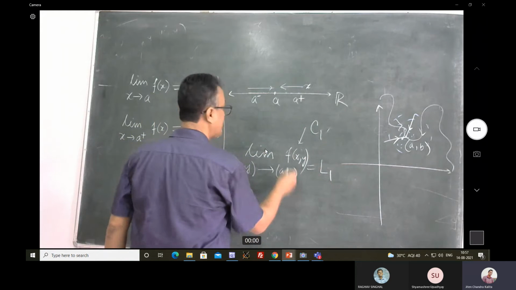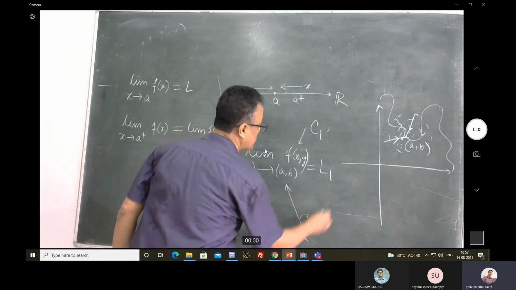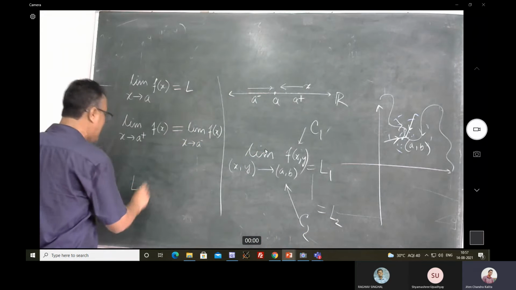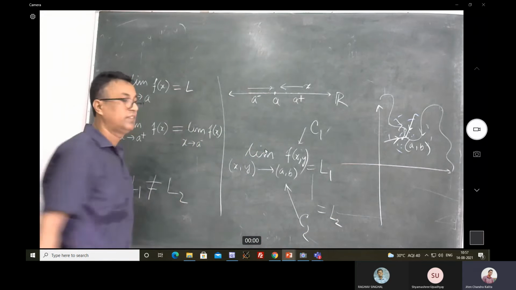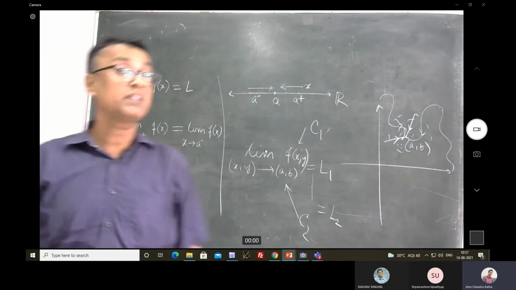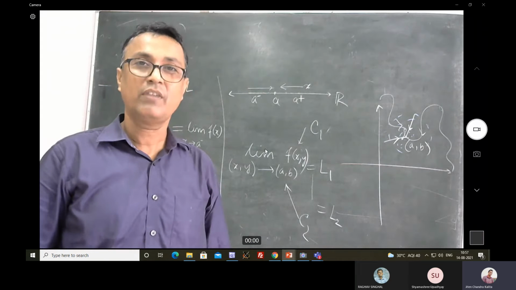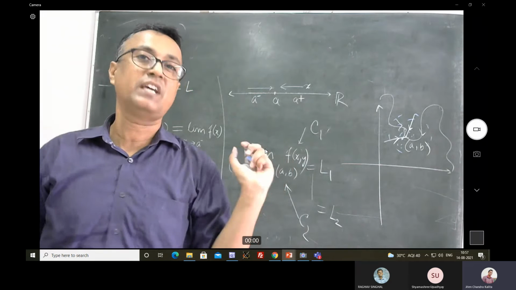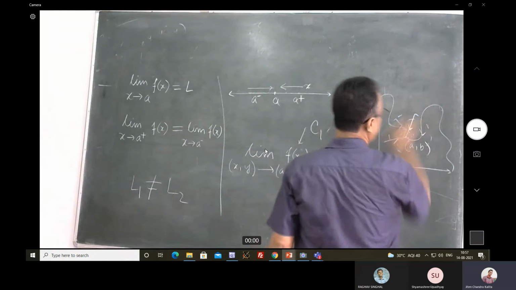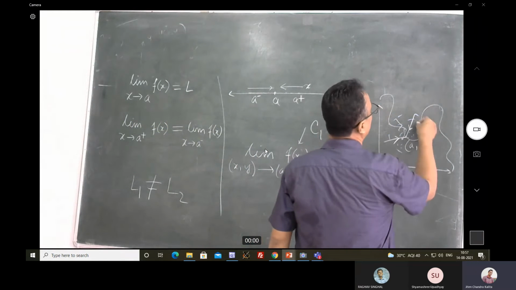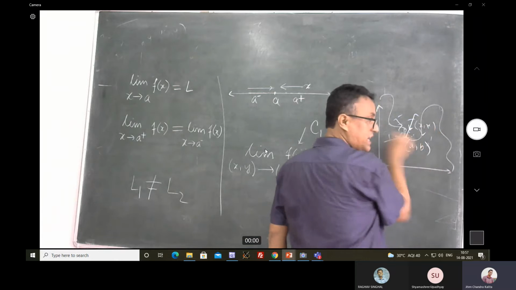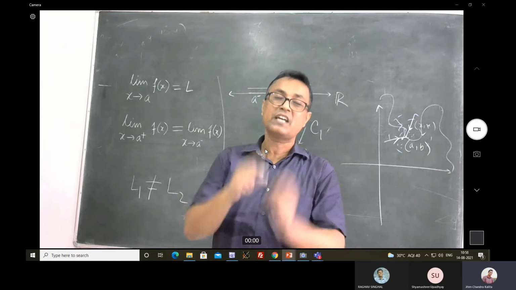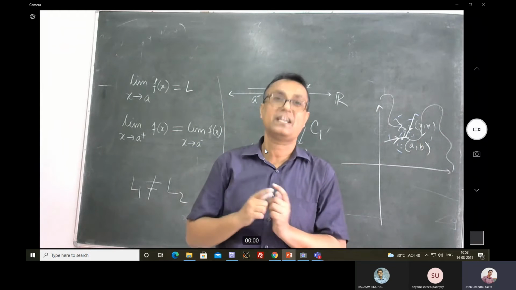And similarly, if along C2 the limit is say L2, and if L1 is not equal to L2, then we will definitely say that the limit doesn't exist. Is it okay? Fine. Here, the independence of the paths must be maintained. So whatever paths you take for the variable point (x,y) approaching (a,b), you must obtain the same limit. Only in that case do we say that the limit exists.